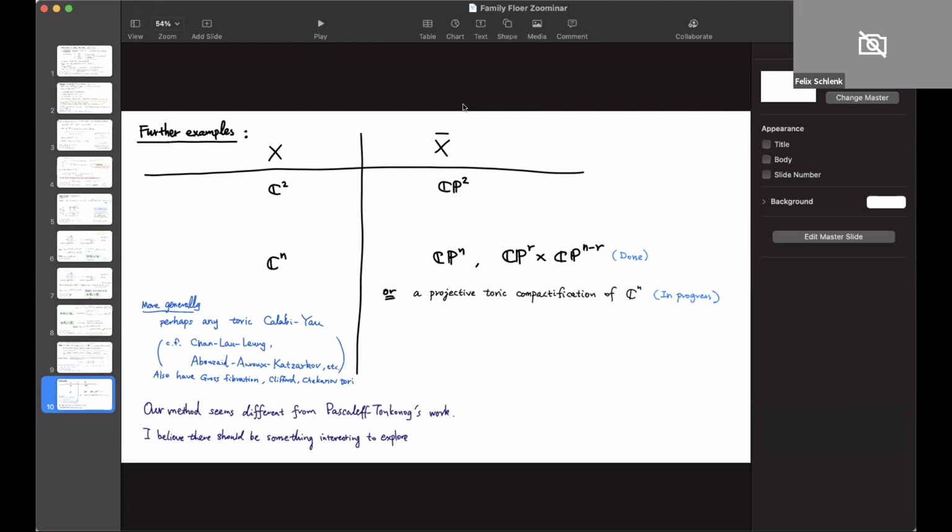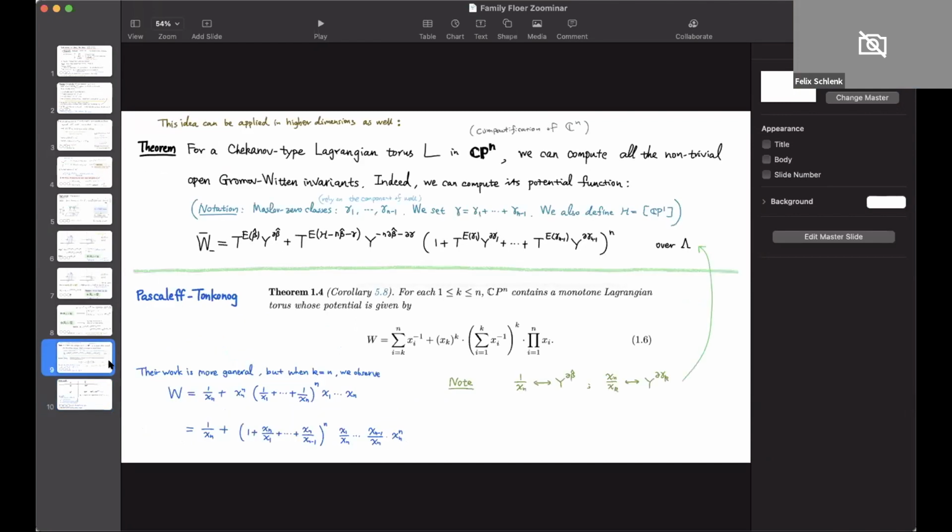I think the answer is yes, because as Pascaleff and Tonkonog showed, the wall crossing formula can distinguish all the Vianna tori. So since the speaker can see the wall crossing formula, he must be able to see it. I see.